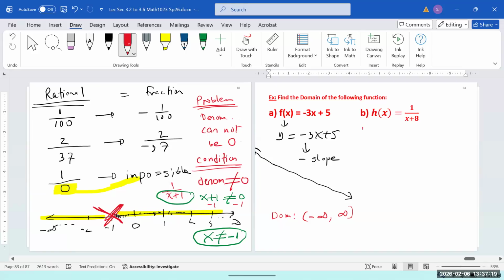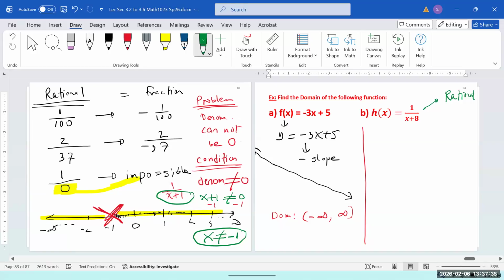And now starts a new problem. What type of equation, what type of function is this? What's the name of this type of function? Rational, good job. And what's wrong with rational? What's the problem?